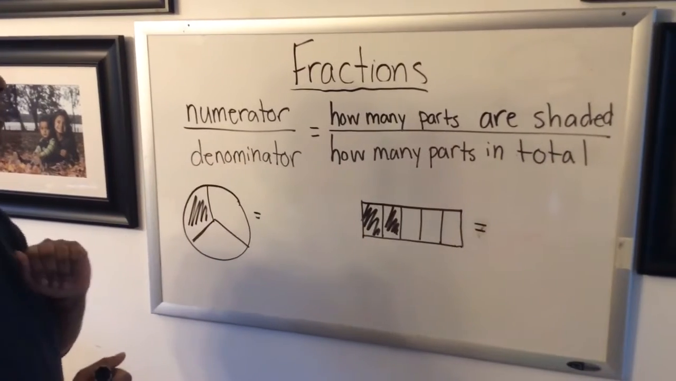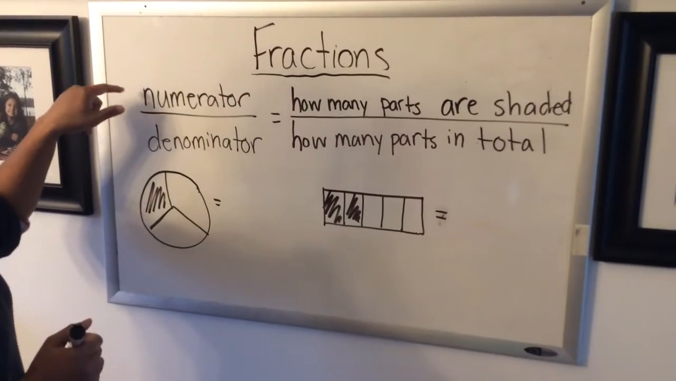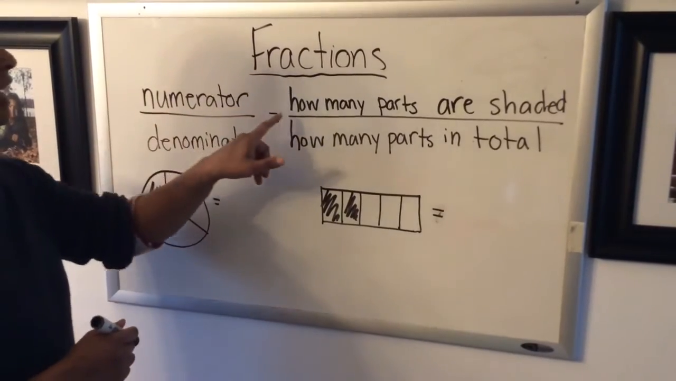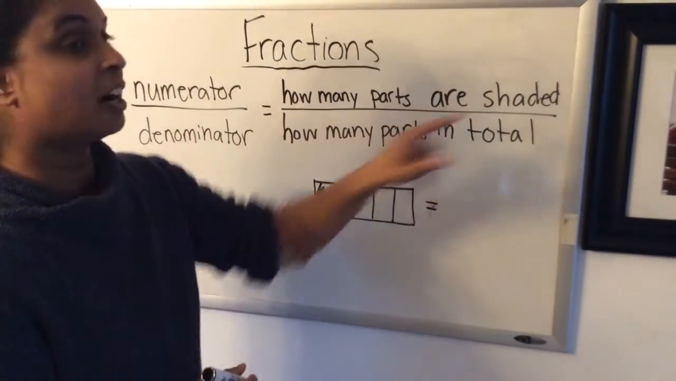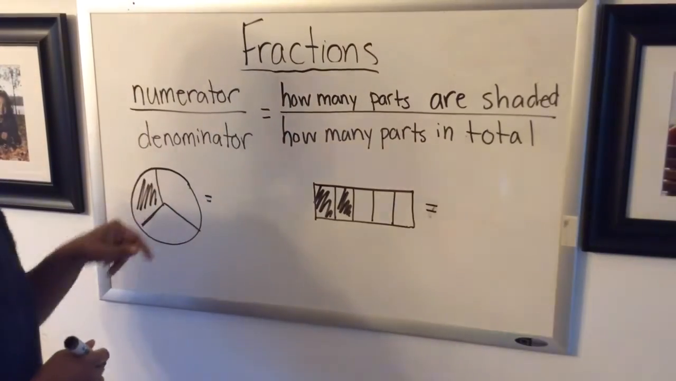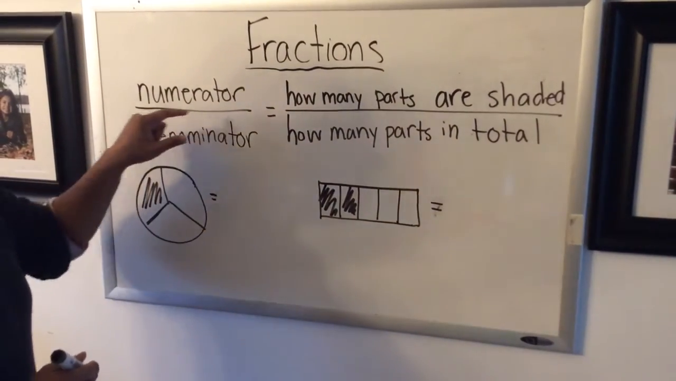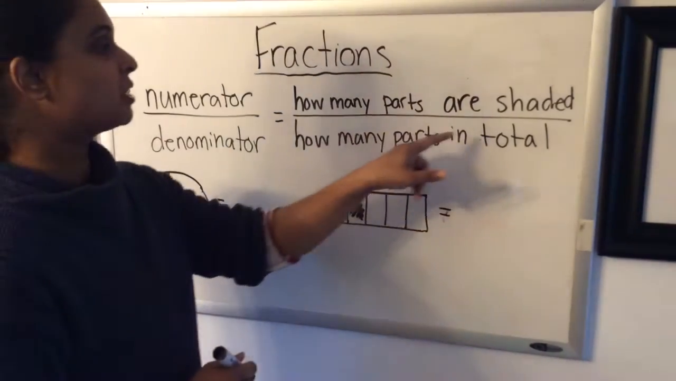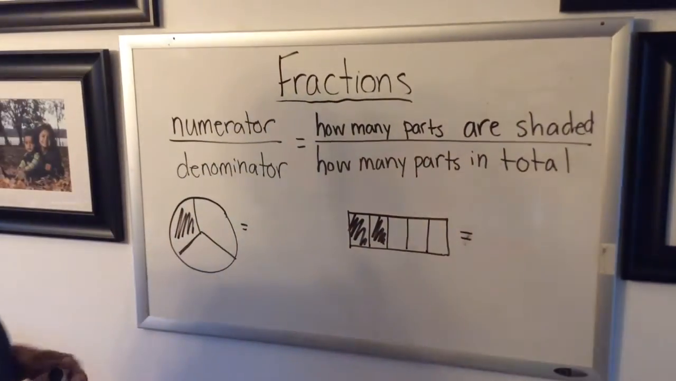You may see questions similar to this. So the number on top of our line is called a numerator, and as I said, it means how many parts are shaded. So you're looking for that shaded part for your top number. Your bottom number is called the denominator, and that tells us how many parts are in total in the whole model.